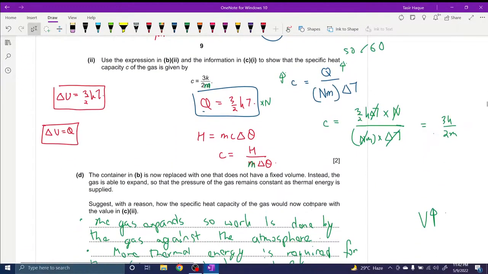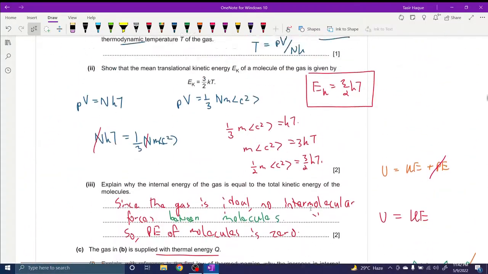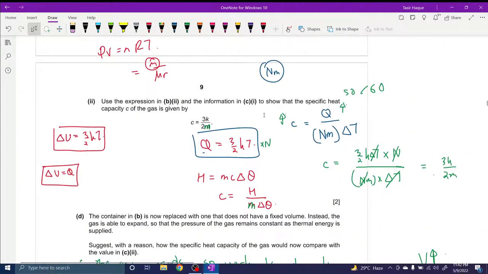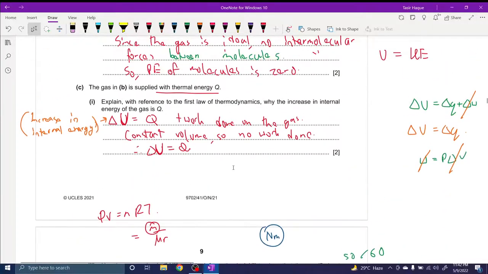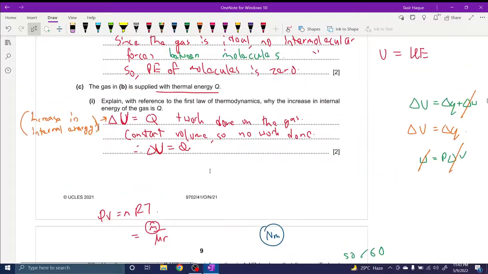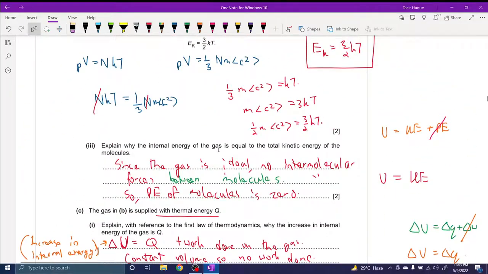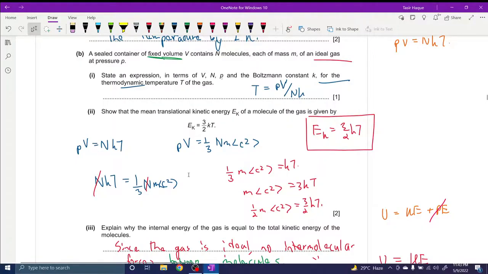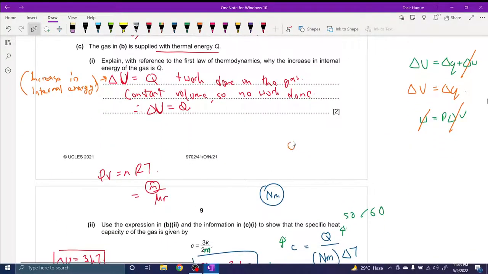Now use the expression in B2. What are they talking about? This one: kinetic energy of one molecule is equal to 3/2 kT, and the information in C1, all the internal energy is equal to the heat supplied to the system Q. So hear me out. Basically, we are supplying Q, and none of it is lost. Also, our gas does not have PE. It only has KE. So we are supplying Q, all of it.